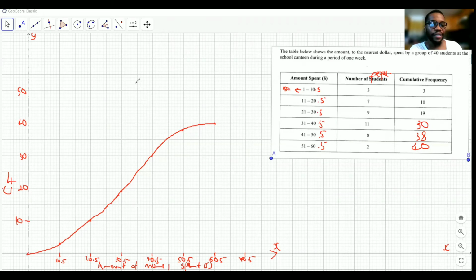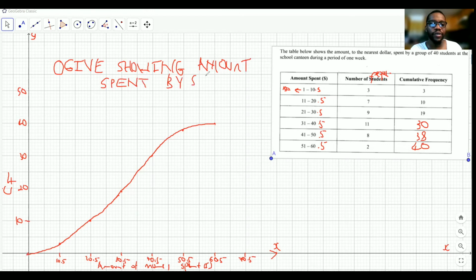Now, my title should be in full caps, all right? So this is a cumulative frequency curve. We also call it an ogive. So ogive showing the amount spent at the school canteen by students. Amount spent. You don't have to have an extensive title. Amount spent by students.